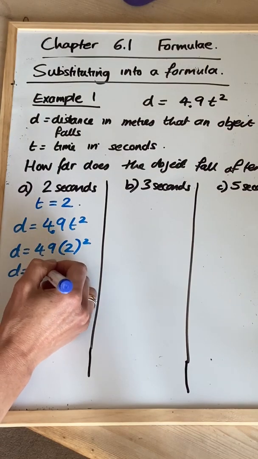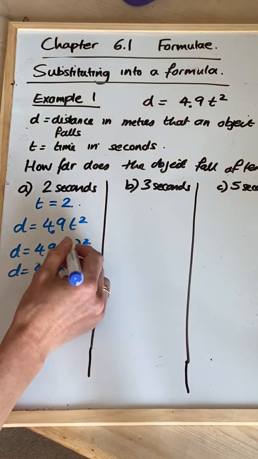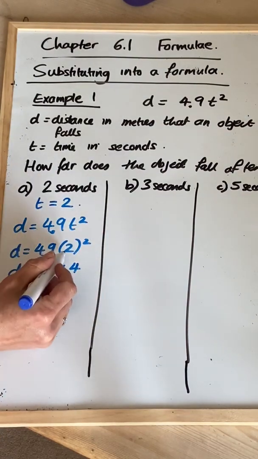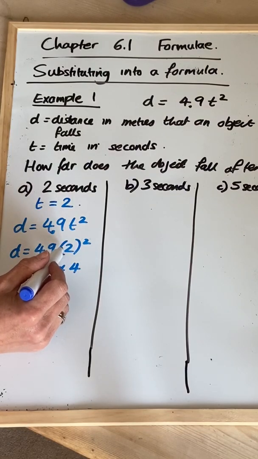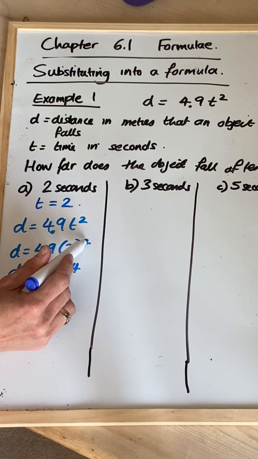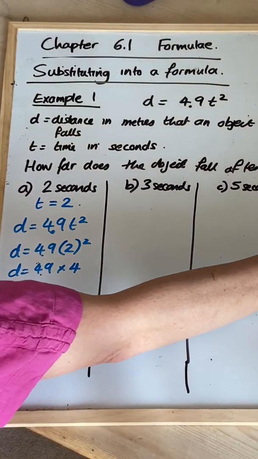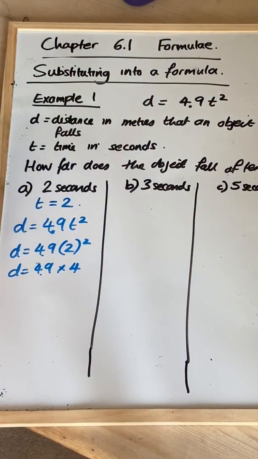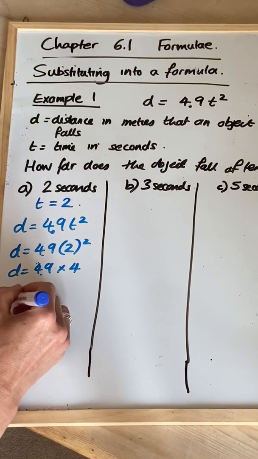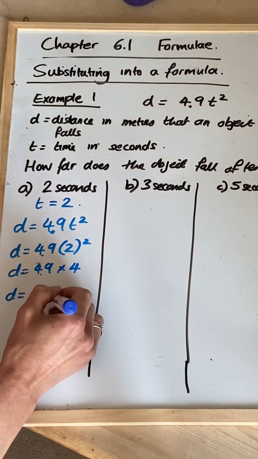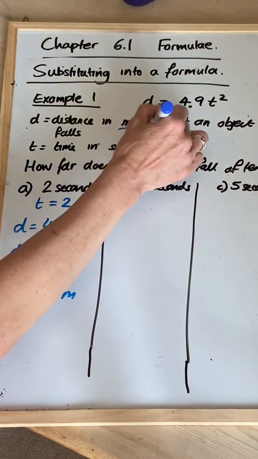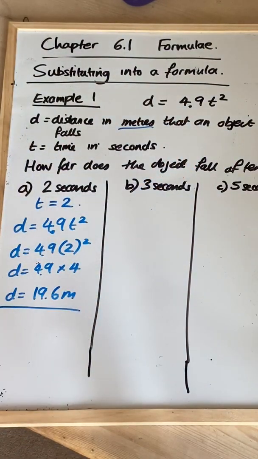That's 4.9 times 4. Remember, we do our power first. So that's a big mass, isn't it? So we look at our brackets, we look at our power. 2 squared is 4. So it's going to be 4.9 times 4. It's going to be a bit less than 20, I think. 4.9 times 4 is going to be 19.6. It said up here it's a distance in meters. So that's meters.